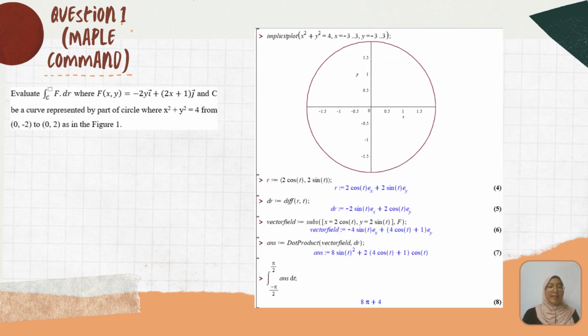Next, we do the implicit plot to show the graph of the curve represented by the circle x squared plus y squared equals 4 from (0, negative 2) to (0, 2). Then we need to find r(t) for the given curve. After that, we need to differentiate r(t) with respect to t. Then we need to find the dot product of the force field with the arc. We need to substitute x and y into the answer of the dot product. Lastly, we calculate our work done by integrating the answer from negative pi over 2 to pi over 2. And finally, we get the answer where the work done is 8 pi plus 4.